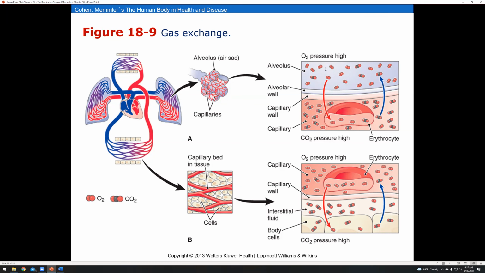This is in the lungs, right? So oxygen moves in, CO2 moves out. And then the exact opposite is true. Look, there's a bunch of CO2 over here, so it wants to go this way. There's a bunch of oxygen over here, it wants to go this way.